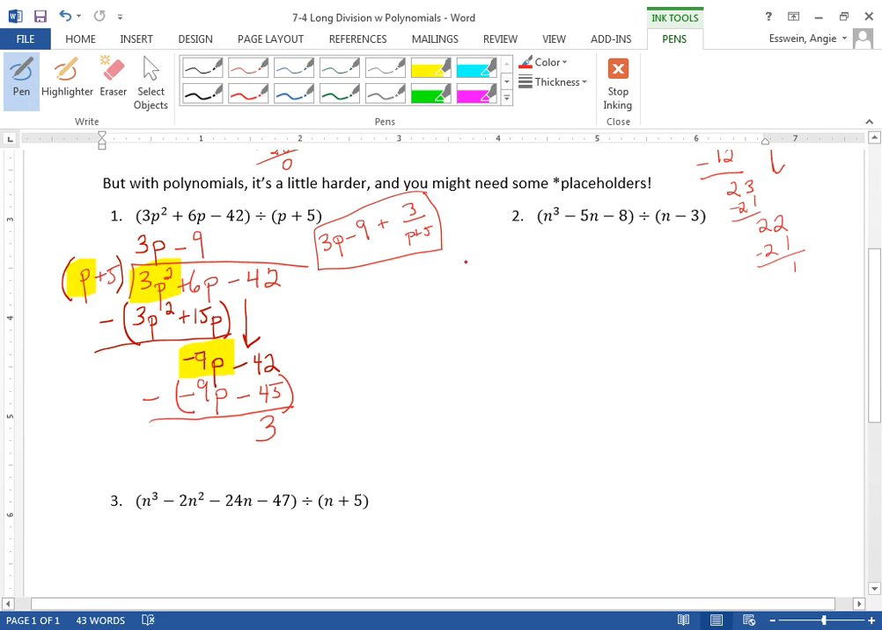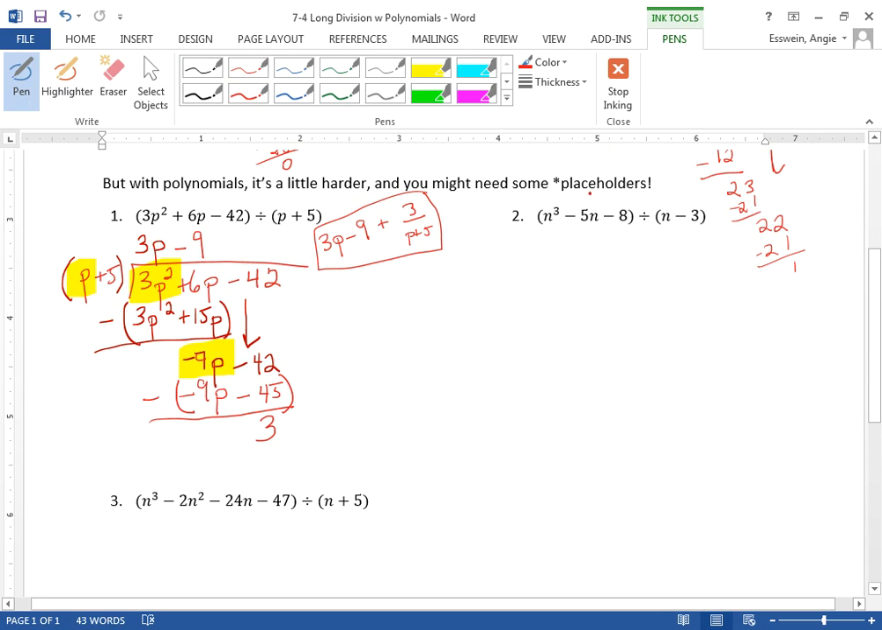And that's how we write our final answer. Now, it's difficult to check. You can't really multiply it back out to check very well, so you just got to be careful. But the one thing you can check is that first term always adds to 0, those first terms. Okay, let's do one more.